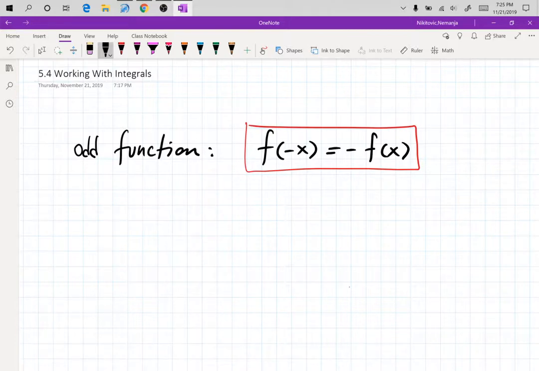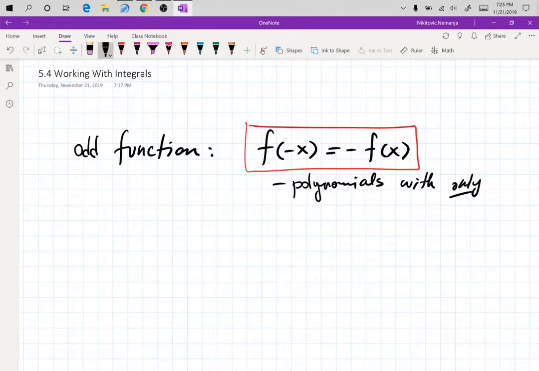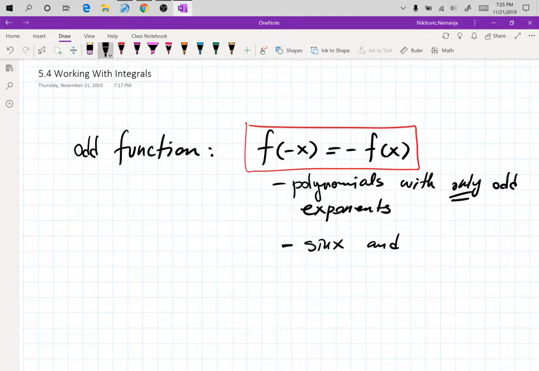So what is in the bag? In the bag is, number one, polynomials with only odd exponents, and number two, sine x and tangent x. So these are your odd functions.